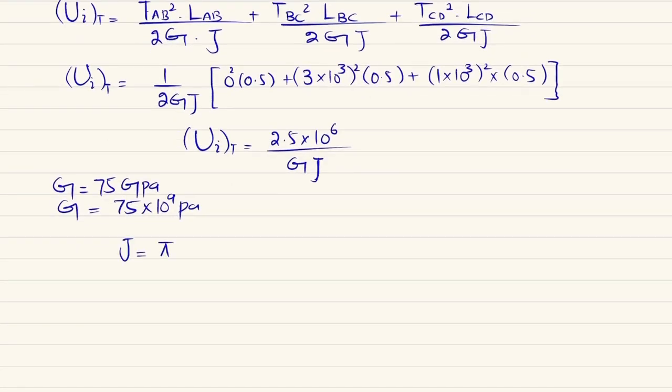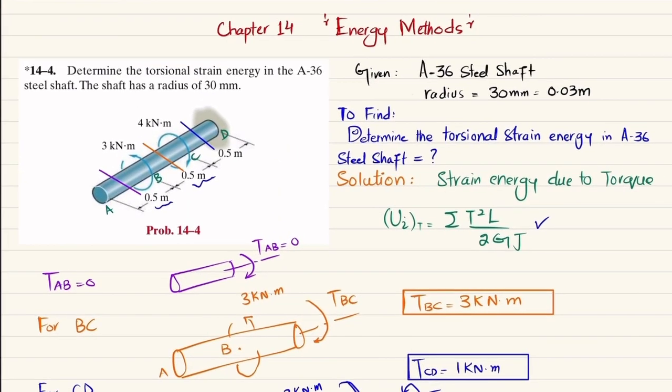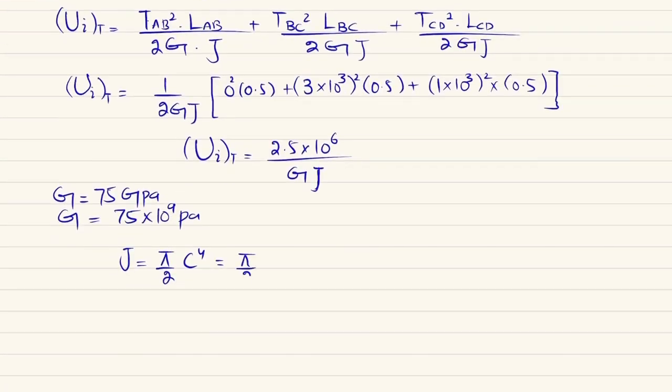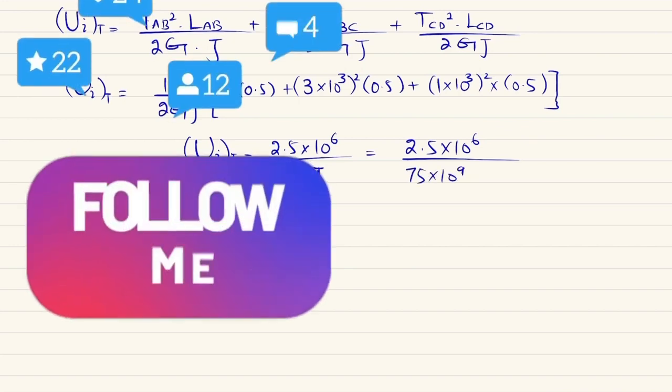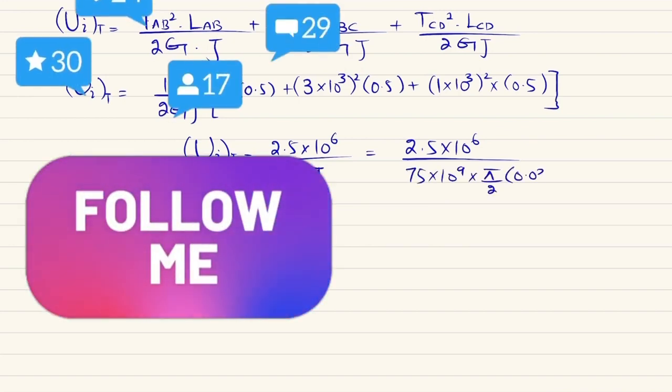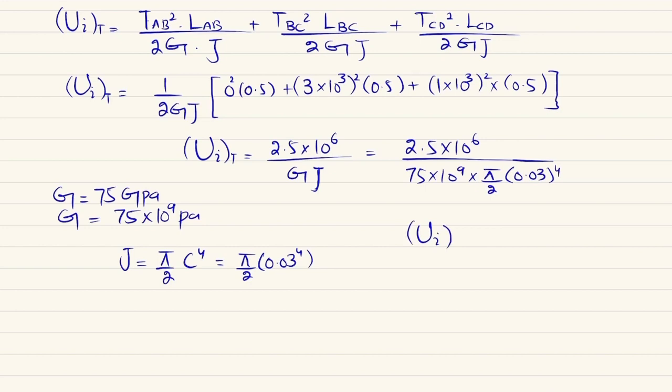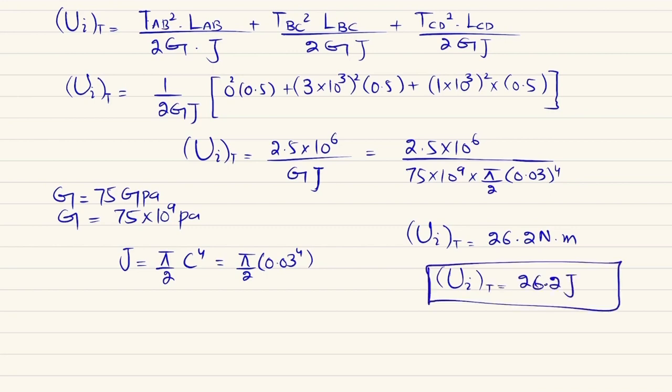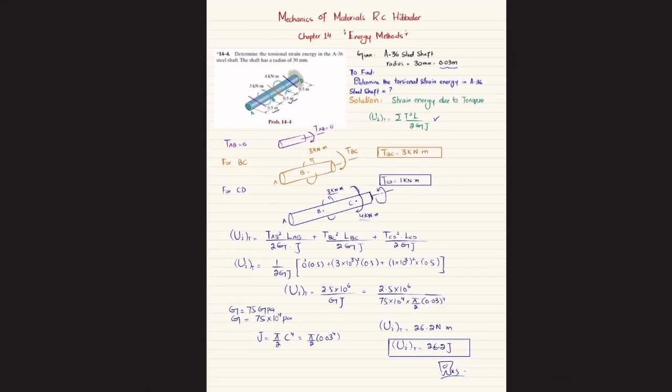For a circular rod, it must be equal to pi by 2 c to the power 4, where c is the radius, and you can see the radius is given as 0.03 meter. So pi by 2, 0.03 to the power 4. So you can just put these values in this. So 2.5 into 10 to the power 6 divided by 75 into 10 to the power 9 multiplied by pi by 2, 0.03 to the power 4. And when you solve this, you will get the torsional strain energy, which comes out to be 26.2 Newton meter, and we know that Newton meter is equal to joules. So 26.2 joules. So this is the strain energy due to torsion, or torsional strain energy due to the given loading, and this energy will be stored in the object.